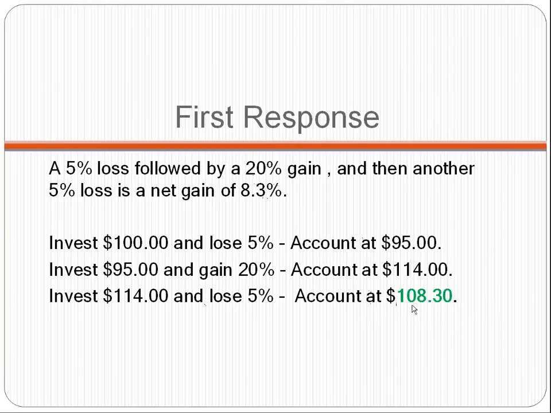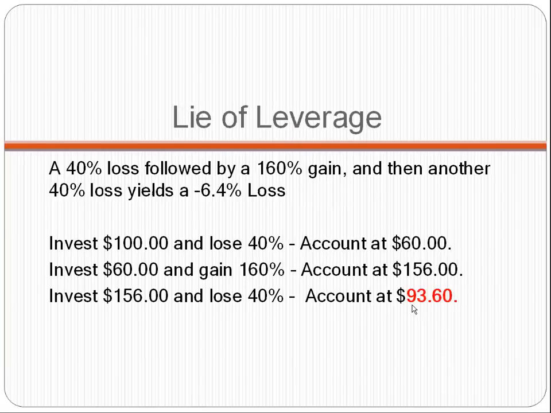Well, we have to do better when we use leverage, right? Well, let's take a look at that. If we had that $100 and we lose 40%, we're going to be down to $60. We take that $60 invested in our strategy, and now we gain 160%. So we're going to be up at $156 now in our account. We invest that again and lose another 40%. We're now down to $93.60. This equates to a 6.4% loss.